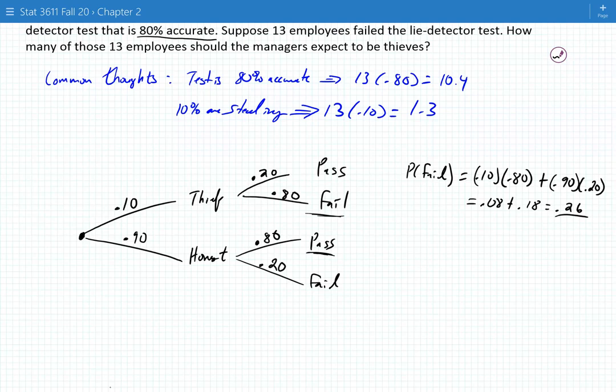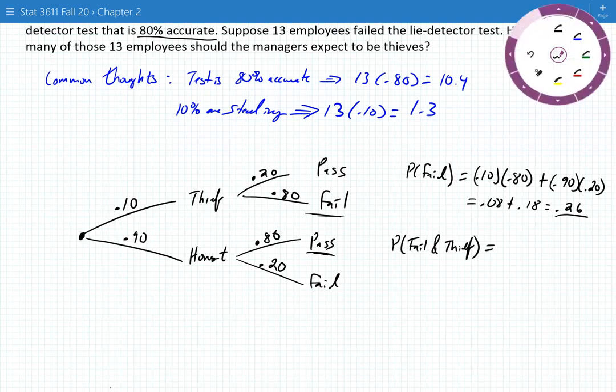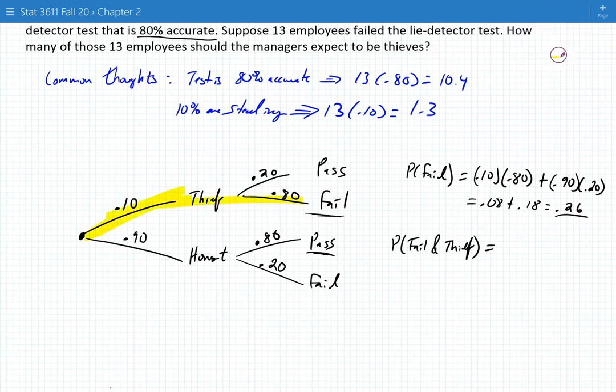We have 13 employees who have failed the test. How many of those should the manager expect to be thieves? Well, let's think about this. We are really considering not just the probability that someone is a thief, but the probability that someone is a thief and failed the test. The probability of failing and being a thief. Well, that's exactly just this branch right here.